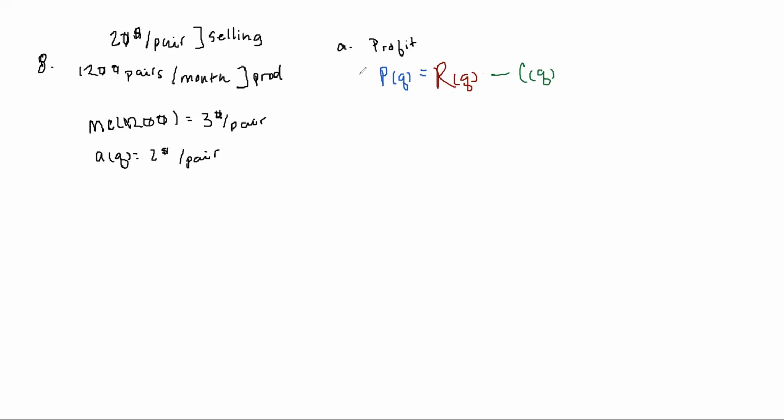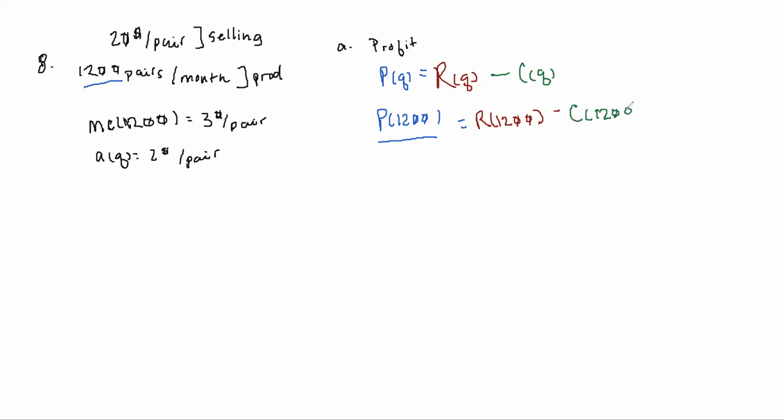So I'm looking at right now, I am making 1,200 pairs a month. The question is, am I making or losing money? So I'm looking to see what my profit is at 1,200 pairs a month. So this month, do I make a profit or not? That would require me to get the revenue on 1,200 minus the cost.